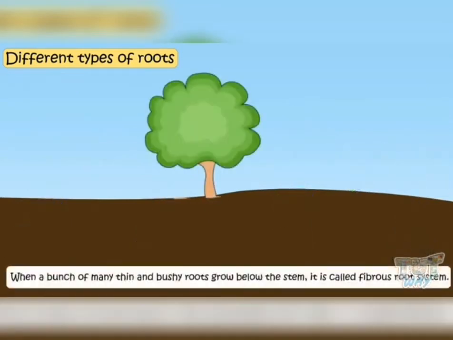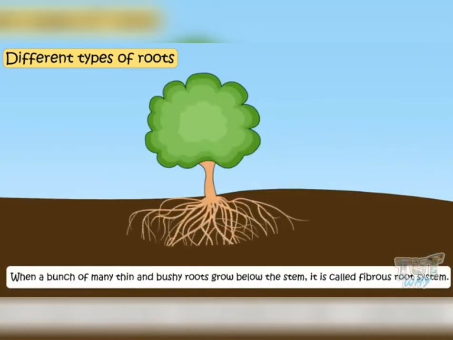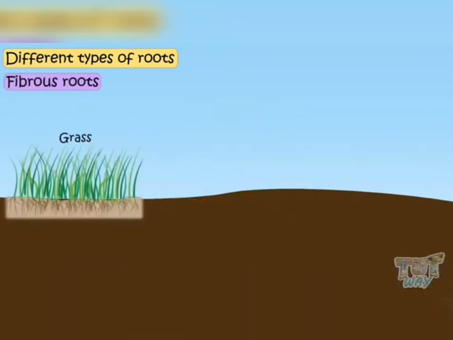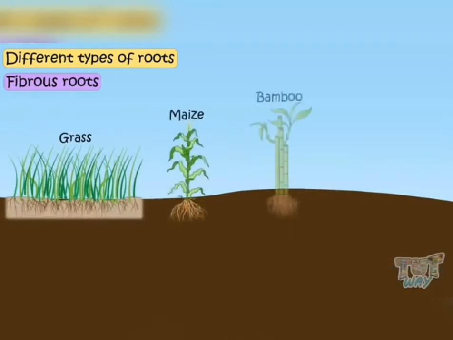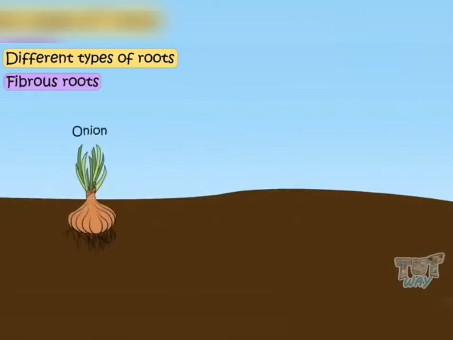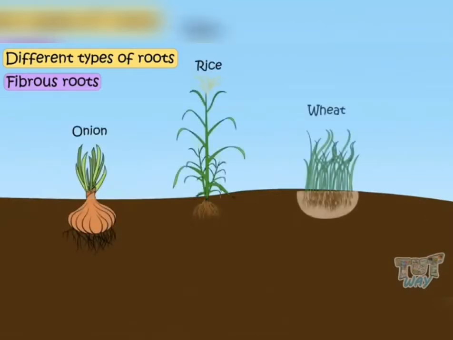When a bunch of many thin and bushy roots grow below the stem, it is called a fibrous root system. These thin and bushy roots are nearly equal in size. Grasses, maize, bamboo, coconut tree, onion, rice, and wheat are the plants that have fibrous roots.